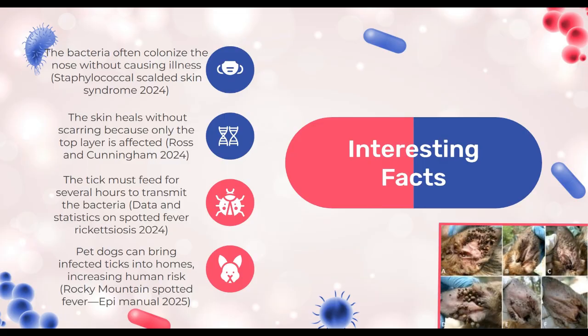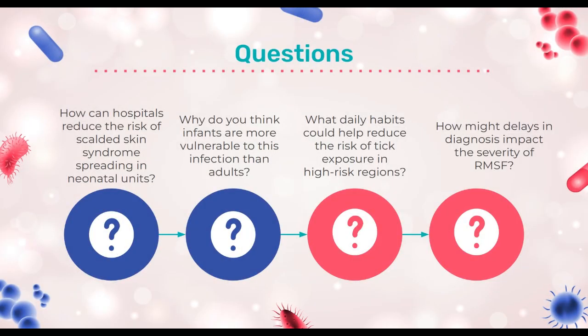For Rocky Mountain spotted fever, ticks usually must feed for several hours to spread the bacteria. So a lot of it goes unrecognized, like if you're bitten by a tick and are unknowing of it, that's how it's transmitted. And pets and dogs can bring ticks indoors, increasing human risk because they're more exposed to the outdoors and the woods.